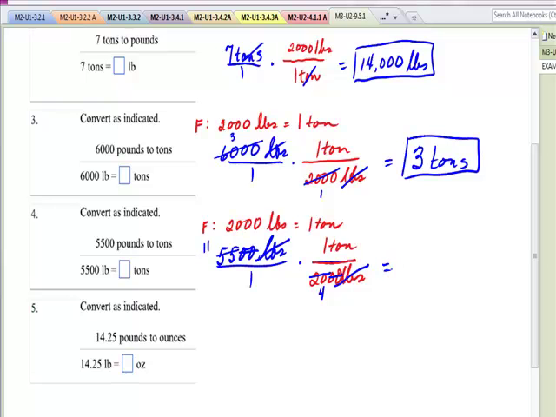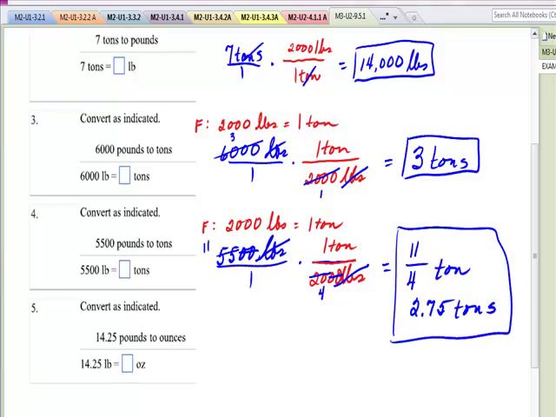Now let's see what I've got. On the top, I've got 11. On the bottom, I've got 4. This is tons. Now, I don't have the instructions that my math lab might have. If it wants an improper fraction, that would be fine. If it wants a decimal, then it would be 2.75 tons. So you're going to need to look at Math Lab and see how it wants this.